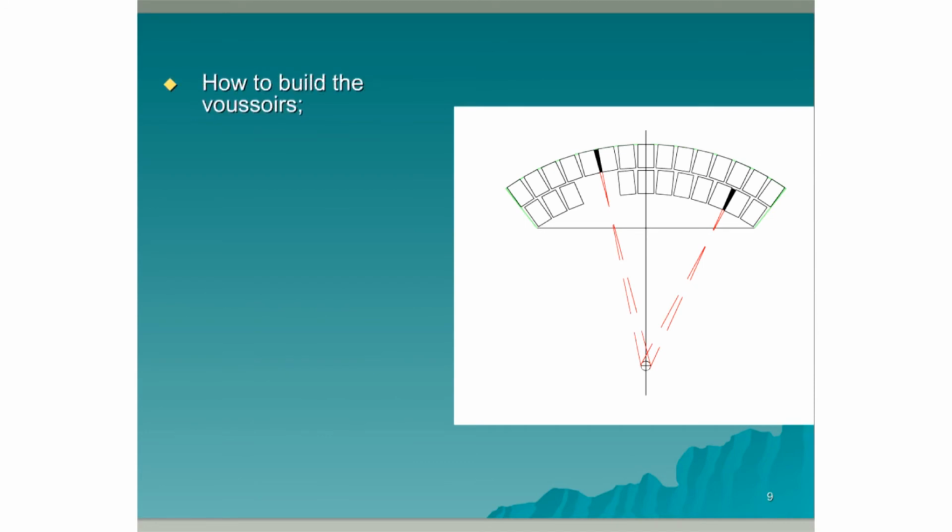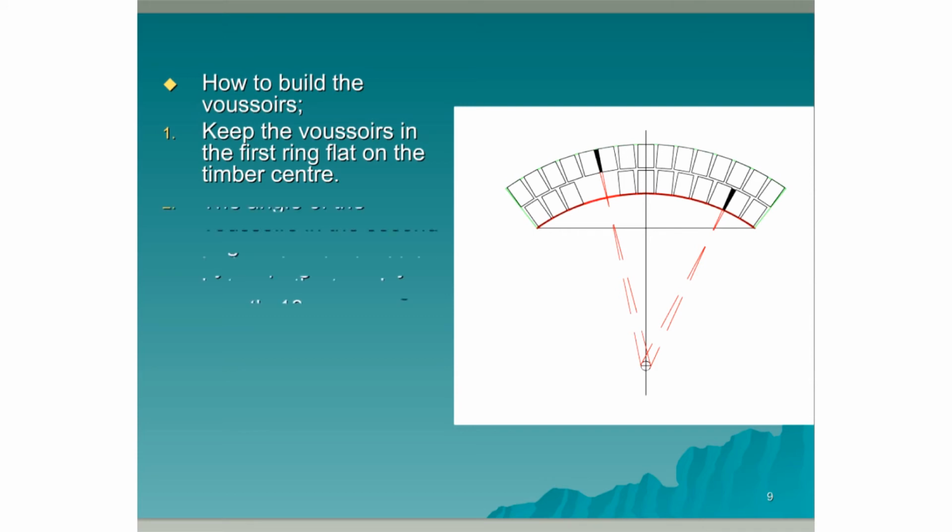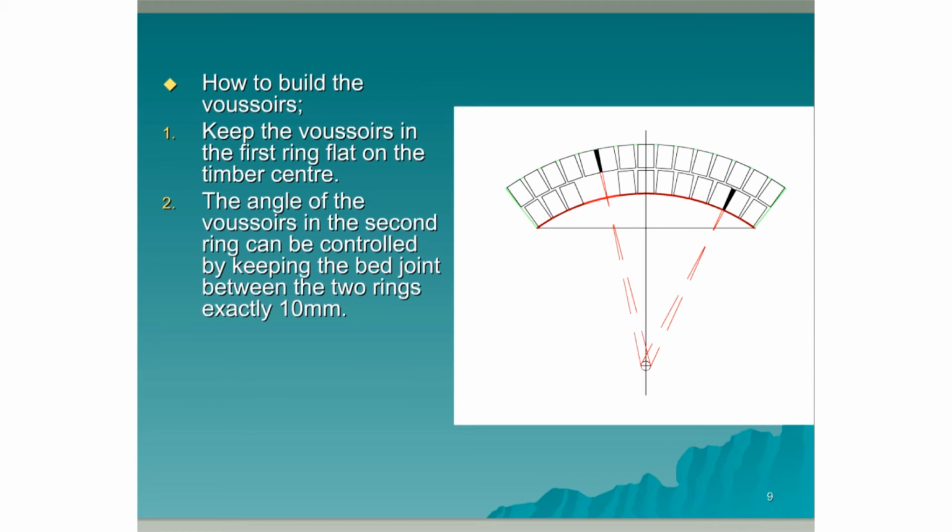How to build the voussoirs. 1. Keep the voussoirs in the first ring flat on top of the timber centre. 2. The angle of the voussoirs in the second ring can be controlled by keeping the bed joint between the two rings exactly 10 millimeters. This will ensure that the extradose of the curve is perfectly parallel to the intradose, ensuring that the curve on the extradose is a sweet, perfect curve.